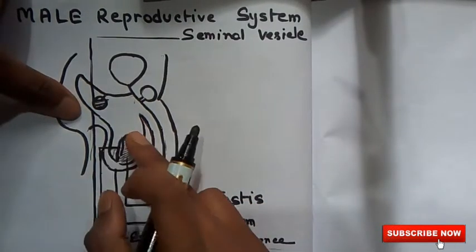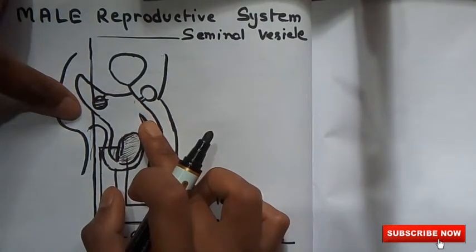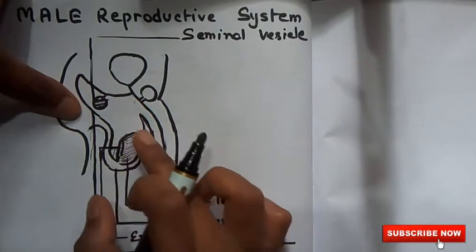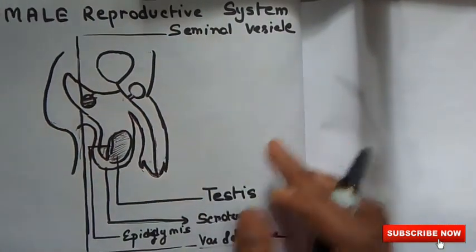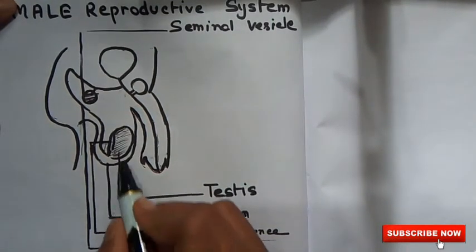So why are the testes outside of our body? Because testes need a lower temperature than our body temperature. It's about 2.5 degrees Celsius lower than the body temperature. So this is the scrotum.